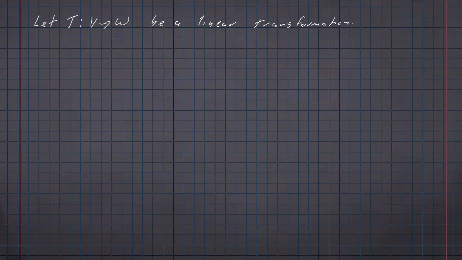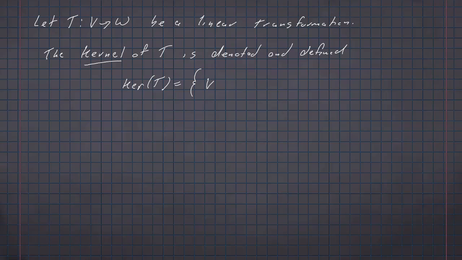Let's consider a linear transformation T. Then the kernel of T is denoted and defined as the set of all vectors little v in vector space V, such that T of little v is the zero vector. Again, we've talked about kernel before, slightly different context here, but the same idea still holds.